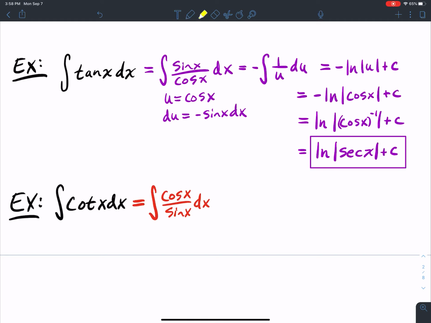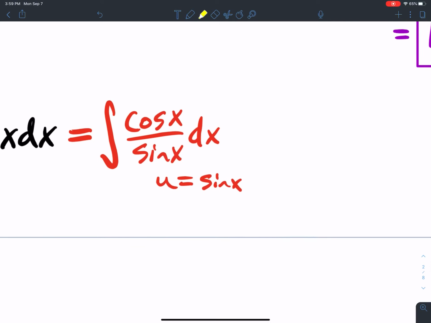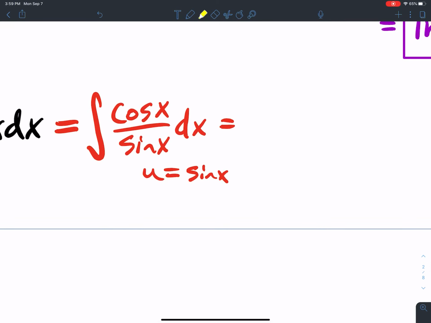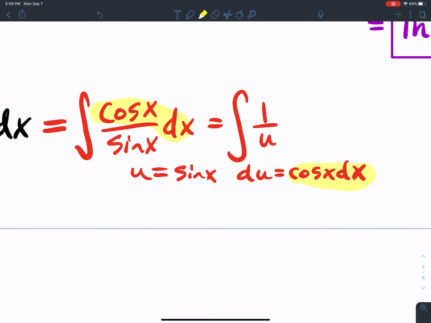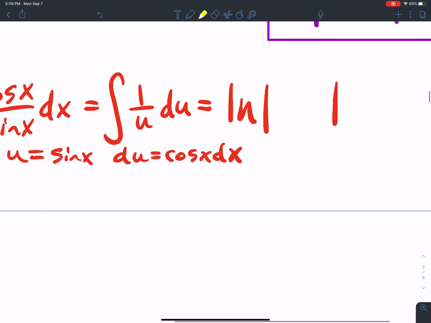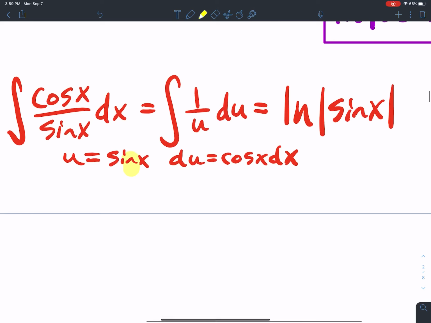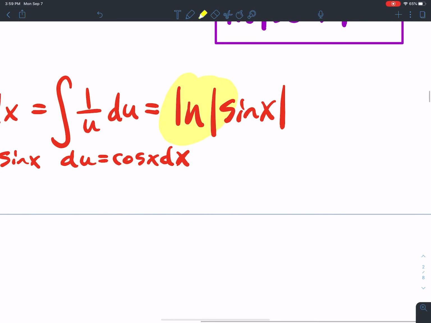All right, cotangent. So I'm going to do the same thing that I did for tangent. I'm going to convert it to cosine over sine. And I'm going to let u equal the sine of x. And if u equals the sine of x, then I'm going to replace this and make it 1 over u. And du, the derivative of sine, is cosine x dx. That's the differential. So I'll replace cosine x dx with du. So the integral of 1 over u du is ln absolute value of u, and u is equal to sine of x. So the integral is ln absolute value sine x plus c.